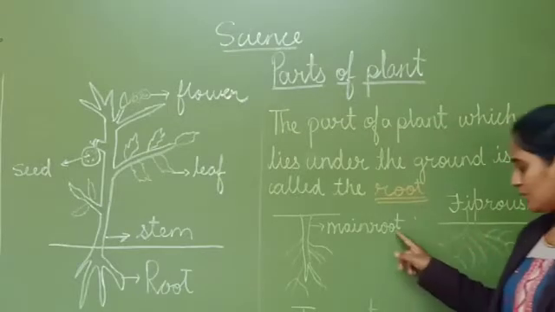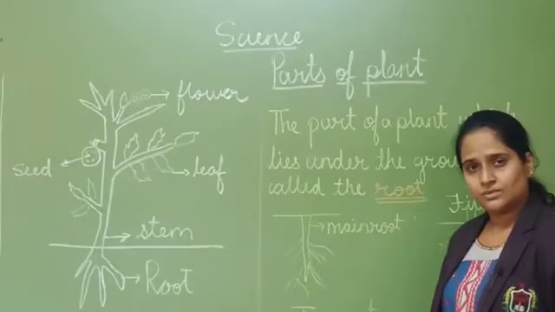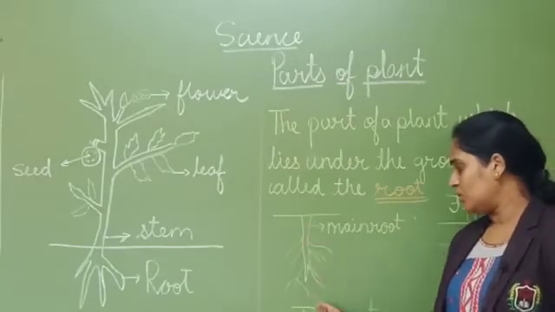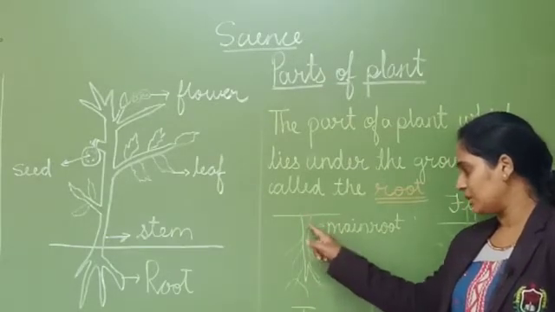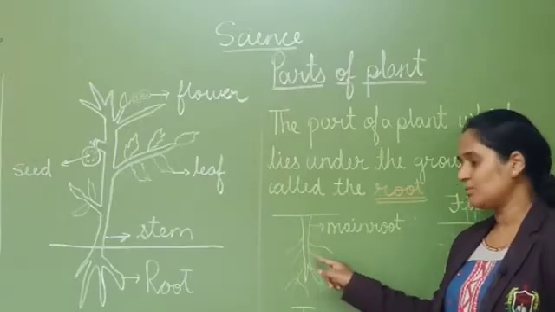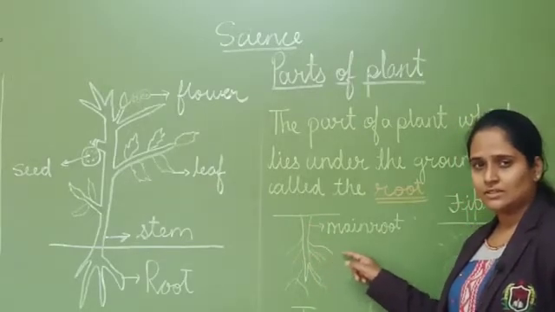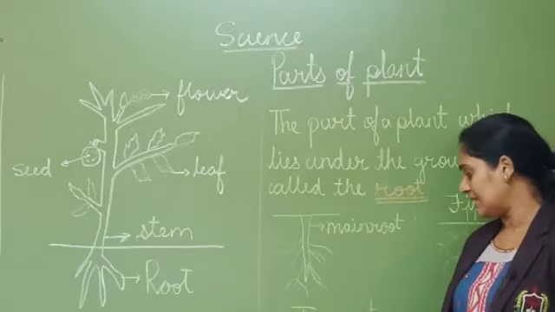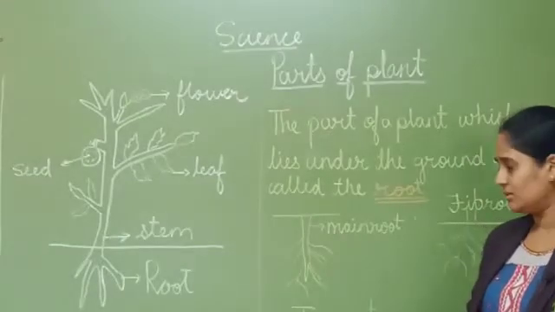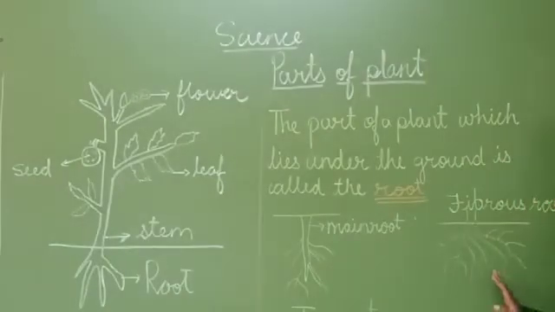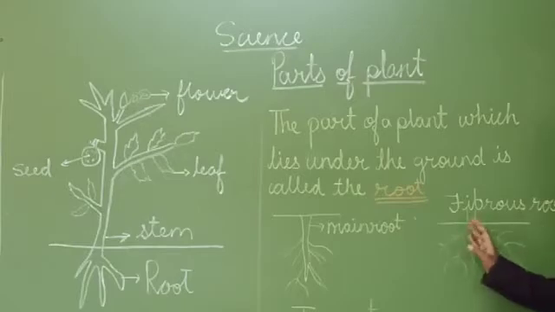Now in this also, what is tap root? A root in which one main root will be there. From there tiny hair sort of roots will come, that is tap root. And the other we had, fibrous root. In this, like small threads, you will see the roots.